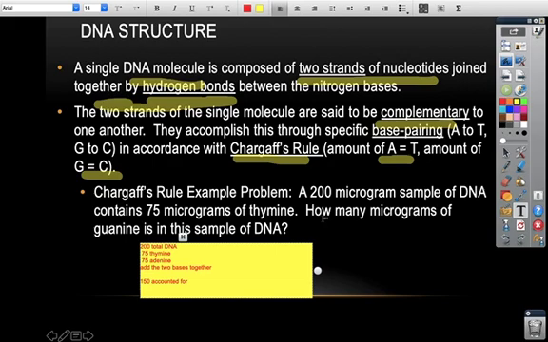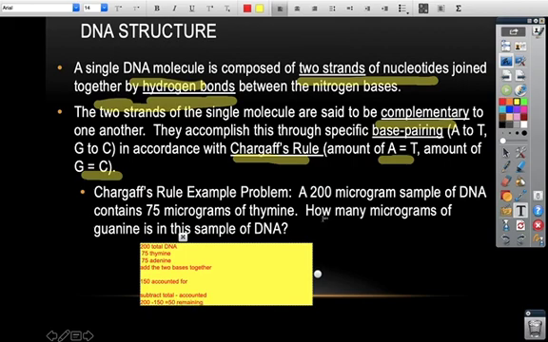So if you're thinking in your head, hey, I should probably subtract right now, you're right. So you're going to subtract the total minus the accounted for amount. So you're going to say 200 minus 150 in this problem, and that equals 50. And this is our remainder.